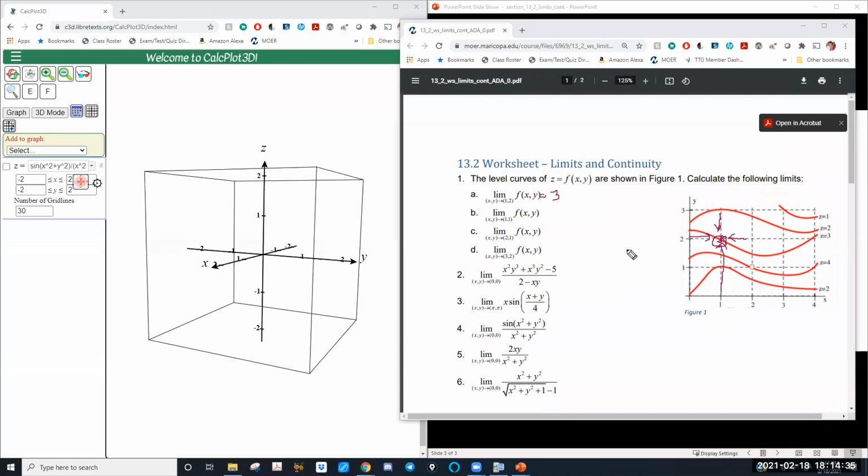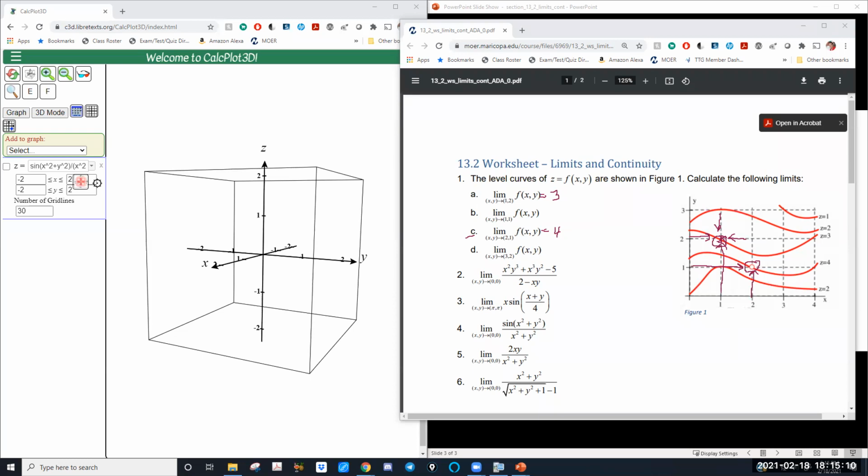And like I said, the point doesn't have to exist. So for example, as we're going towards 2, 1 in the y, the function has a hole there, but that's okay because we're looking for a limit. So we check out the value of that level curve, which is 4. So that limit would be 4. All right, so that's just to give you kind of a graphical sense of what's going on with these limits.